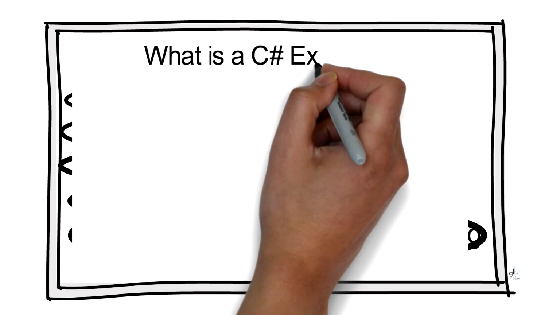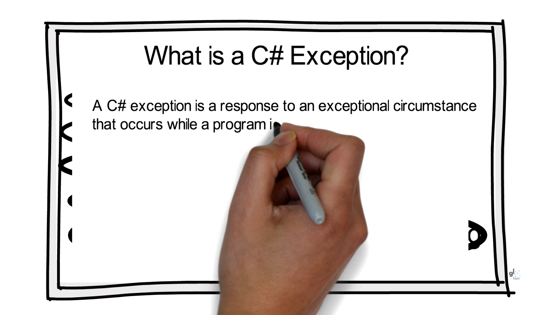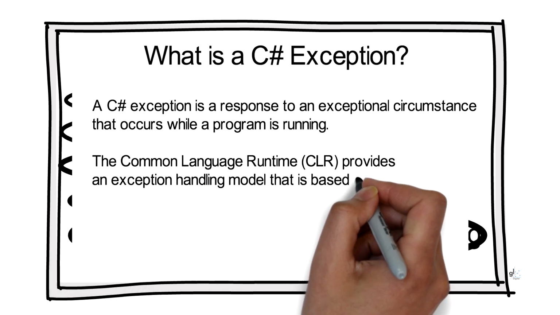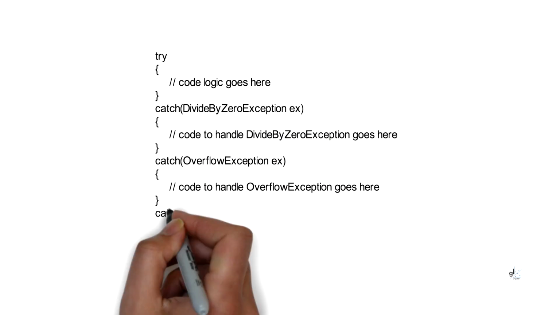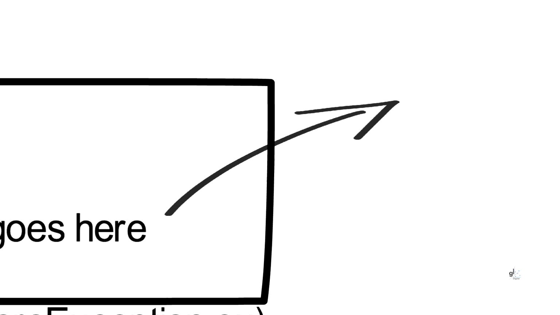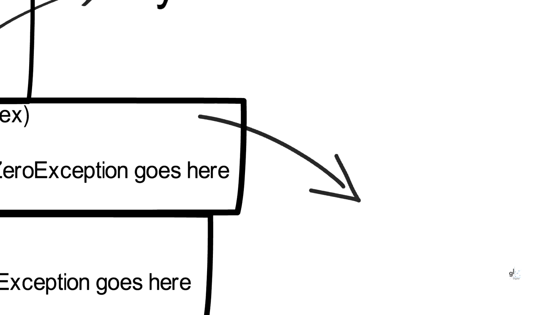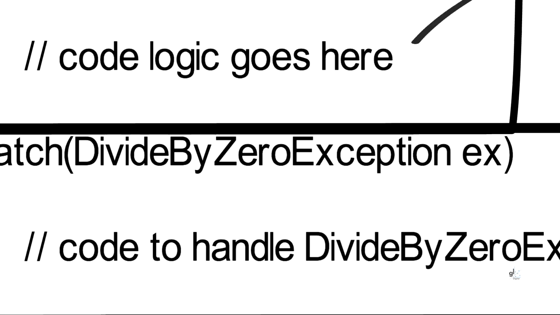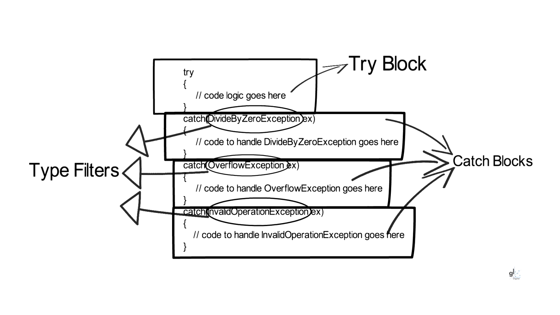So, what is an exception? A C# exception is a response to an exceptional circumstance that occurs while a program is running. The Common Language Runtime provides an exception handling model that is based on the representation of exceptions as objects. The developer is able to anticipate certain exceptions that could occur during the running of the developer's software and write code to handle the exceptions through the use of try-catch blocks. 0 or more catch blocks are associated with a try block, and a catch block can include a type filter that determines the type of exception being caught.